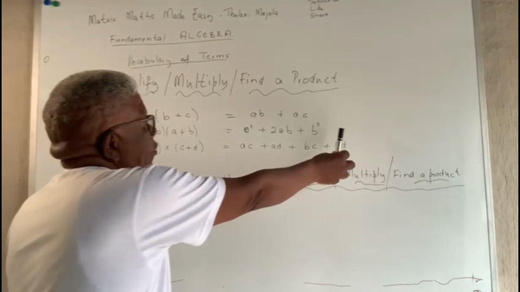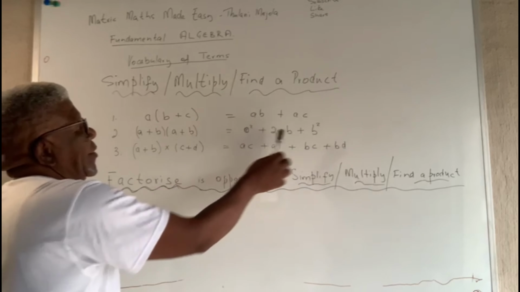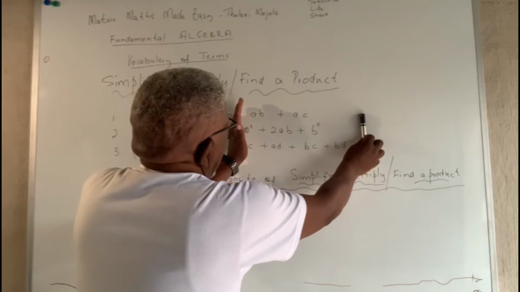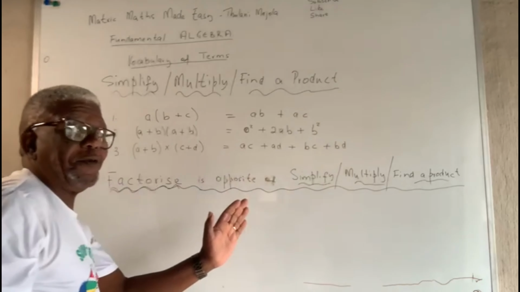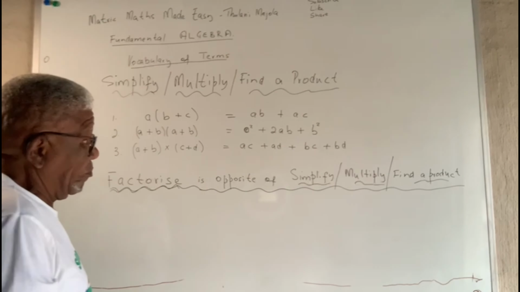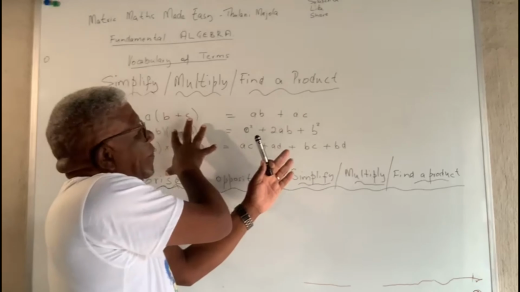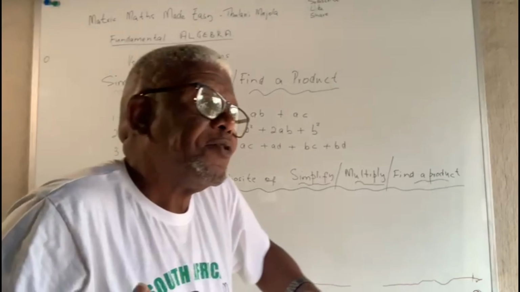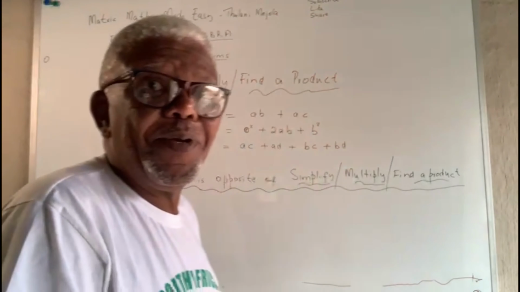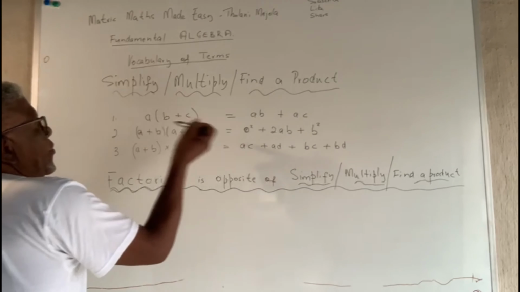The reverse is called factorize. So we're going to move now from the right-hand side to the left-hand side. That is called factorising. It's a little bit more difficult to factorize than to simplify. That's why I say simplify and multiply, but to factorize is a problem. So you need to practice until you get the feel of it. Like, we do the first one.